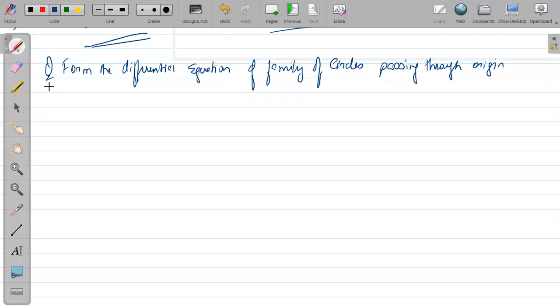Passing through origin and having center on x-axis.